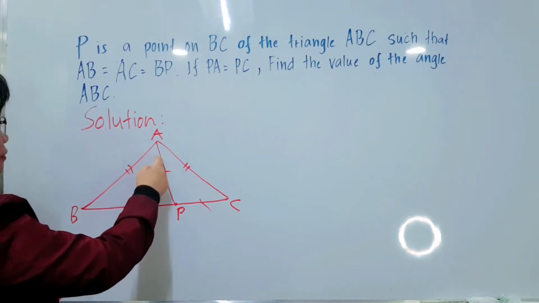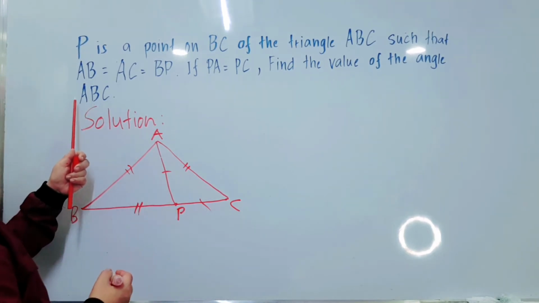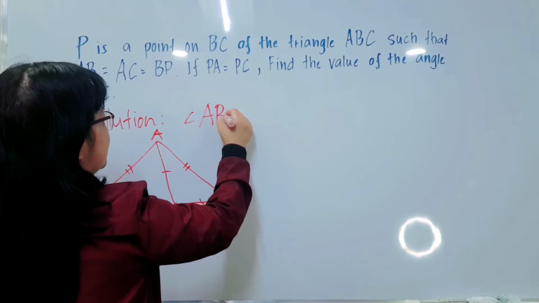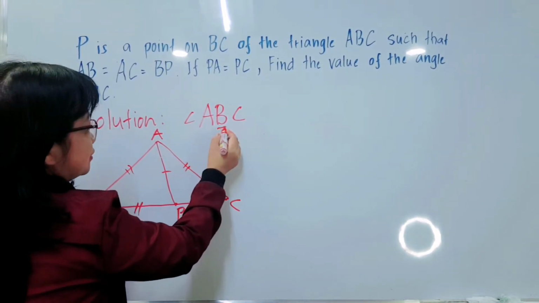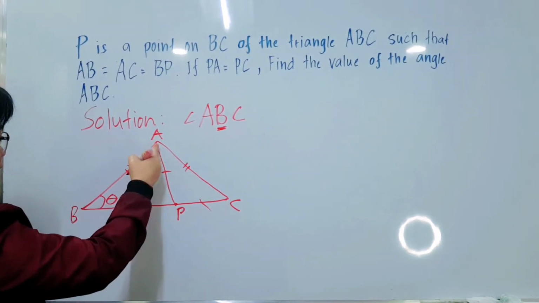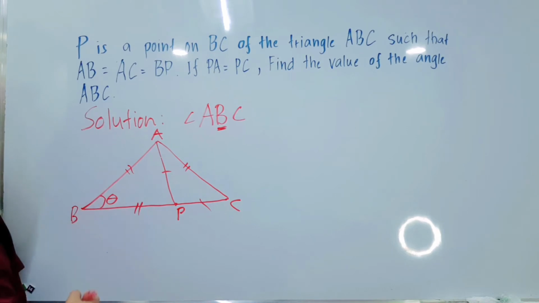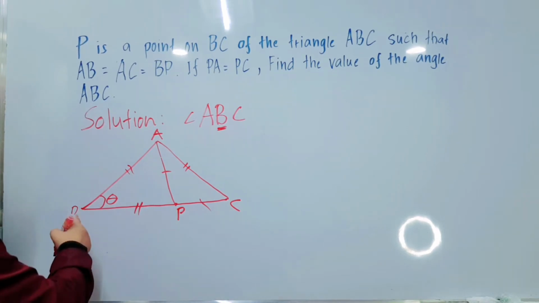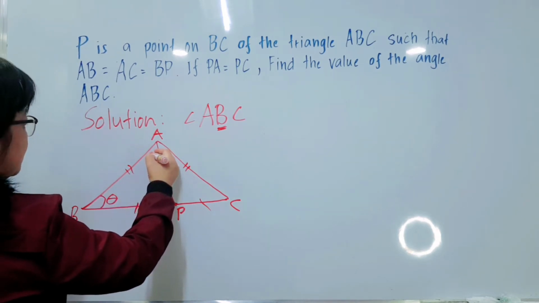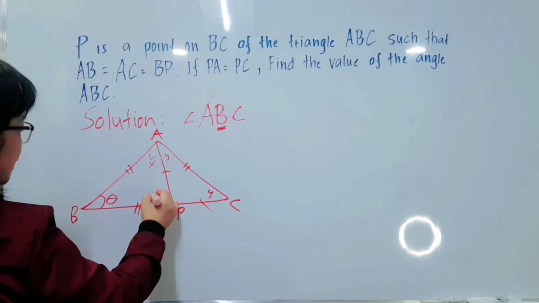Now, which angle? This one, or this one? No. Because here, it is ABC, our attention is on this corner. That means this one, angle ABC. So we designate it as angle theta. Now here, from this big triangle, because this is isosceles, for example, we will take this as x, and this is y, and this is y also, and this is also an x.